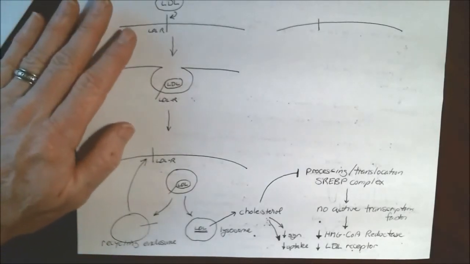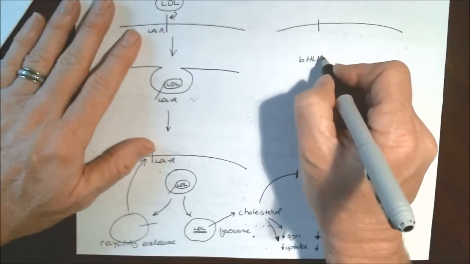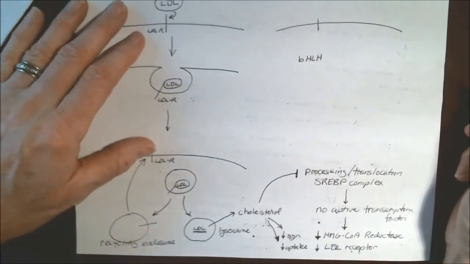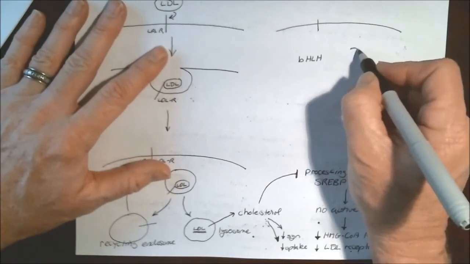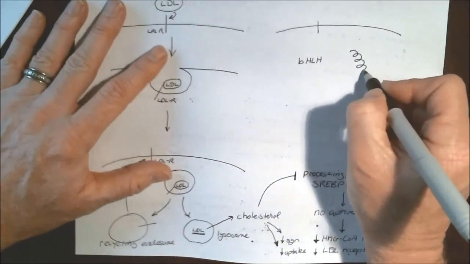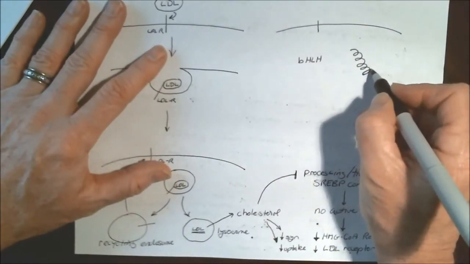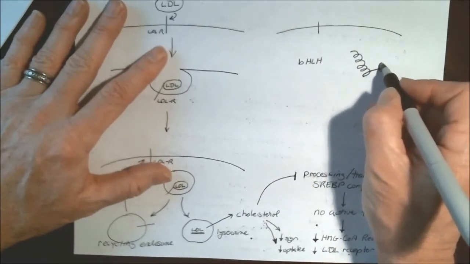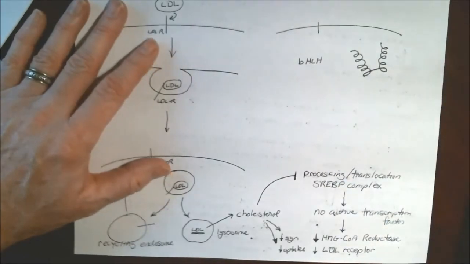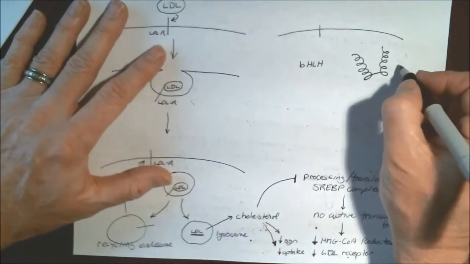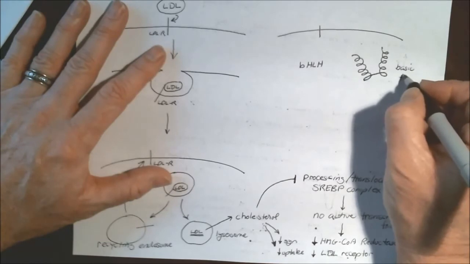And just one more side note that I didn't mention is about the nomenclature, the basic helix loop helix structure. The reason this got its name is because the protein looks like this. We have an alpha helix, we have a loop, and we have another alpha helix. Basic means that this has a basic structure, which means that it is positively charged.